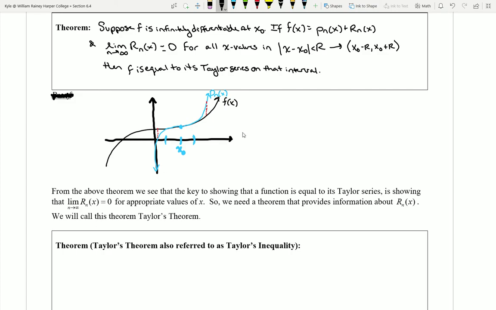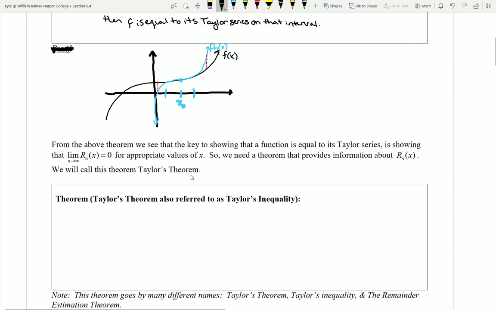If I want to show that it works for all x's, well then I actually have to show the remainder disappears at every single possible x value. So we need a theorem that can provide us some information about the sizes of those red gaps. And this is the theorem that we call Taylor's theorem.